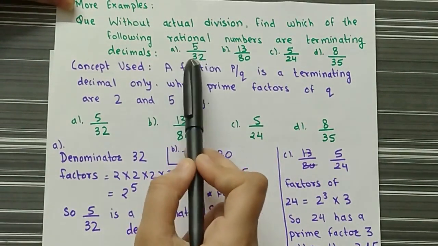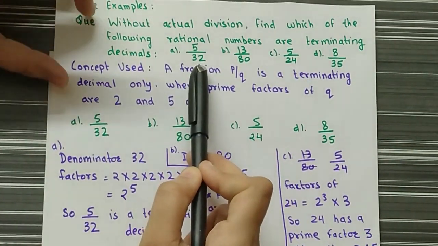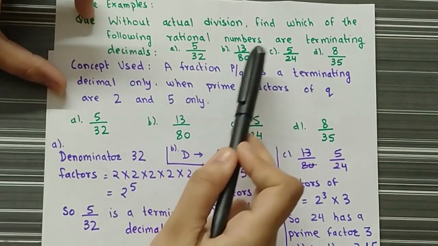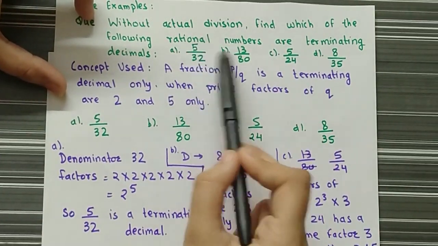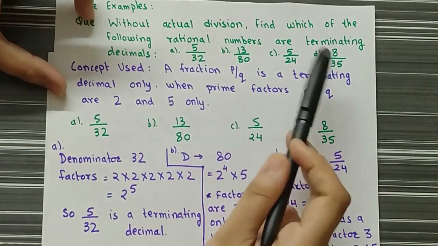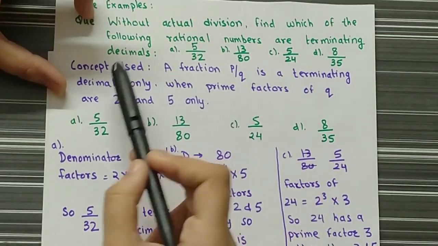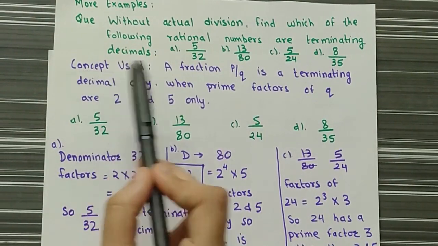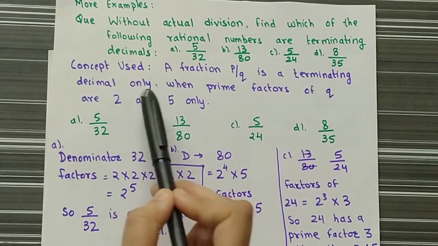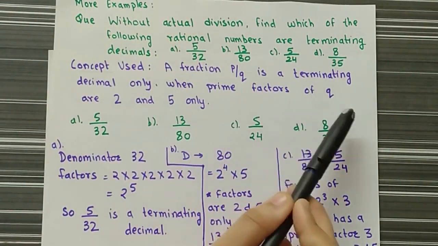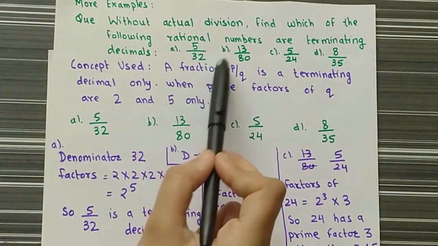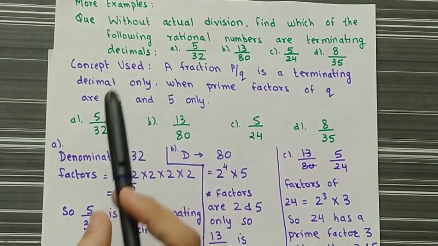You will be given some fractions. Without dividing these fractions, you have to find whether these rational numbers are terminating decimals or not. So now we will use this concept: a fraction p by q is a terminating decimal only when the prime factors of q are 2 and 5 only. So we will be given a rational number.